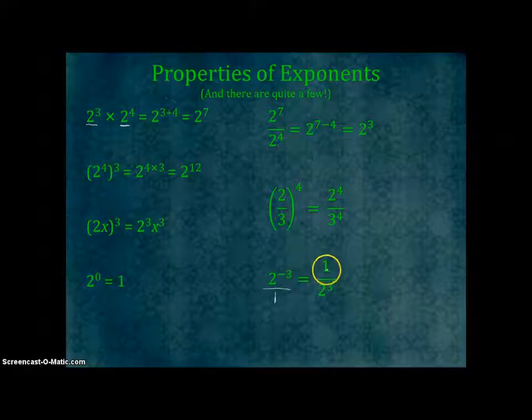So notice how the 2, the base, and the exponent have been moved from the numerator to the denominator, but the exponent becomes positive. Similarly, we have here a negative exponent in the denominator. This means move it up to the numerator and make the exponent positive.